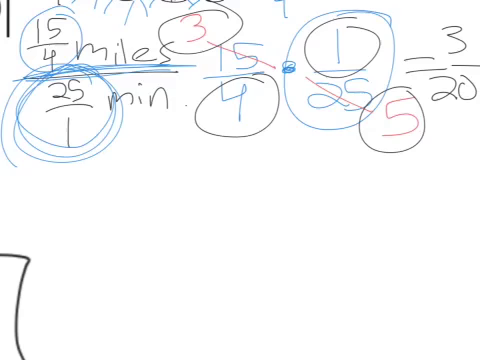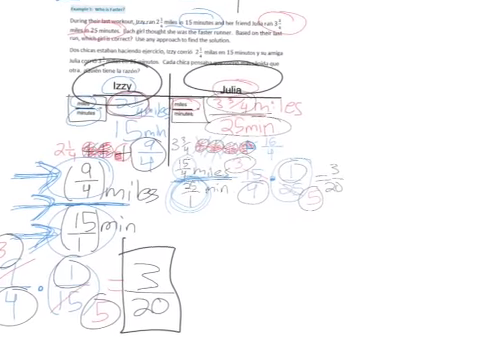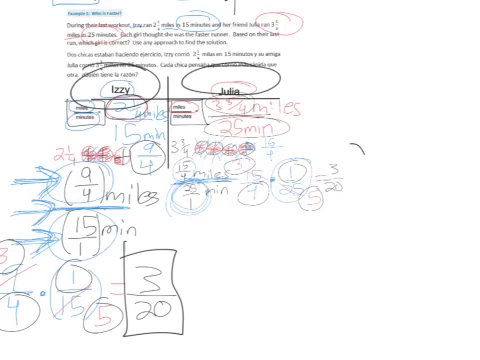Now, let's see what we got here. We got 3/20ths for Julia's unit rate, and we got 3/20ths for Izzy's unit rate. So which girl was faster? Well, which girl was correct when they said they were faster? Well, they were actually both kind of correct and both kind of not correct. They ran the same speed.